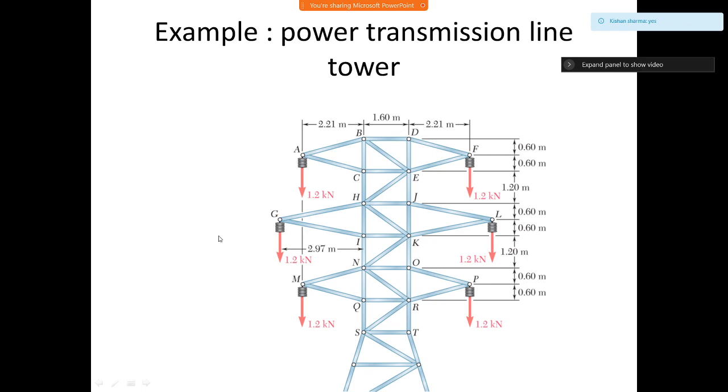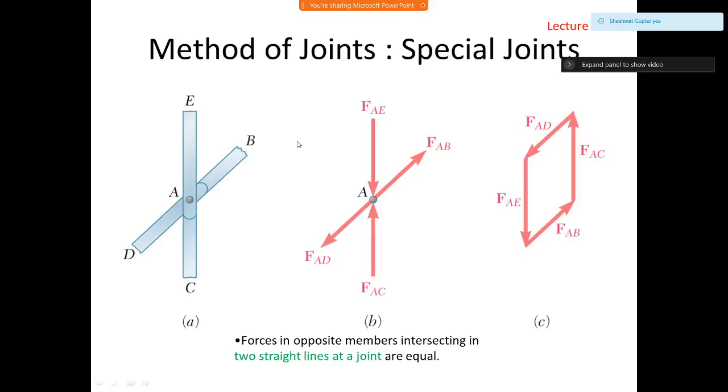Okay. So that's what we are going to see. The first method, or rather it is not a method, it is a sub topic of method of joints, is to analyze some special joints. So there are some special joints where, just by looking at the joint, we can make some comment.